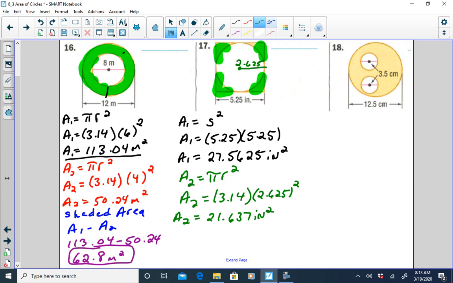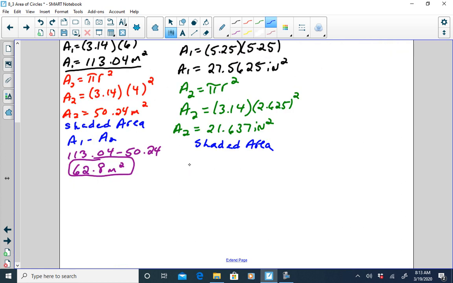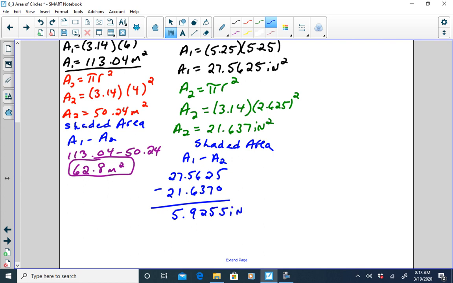So once again, I want to find the shaded area. So the shaded area, right, is going to be equal to area 1 minus area 2. So shaded area equals area 1 minus area 2. So that's going to be 27.5625 minus the 21.637. When we subtract them, we wind up with 5.9255, and those are square inches for the area of our shaded region.